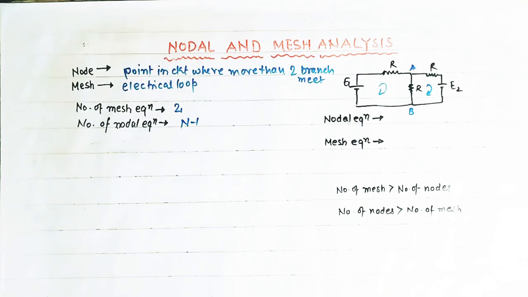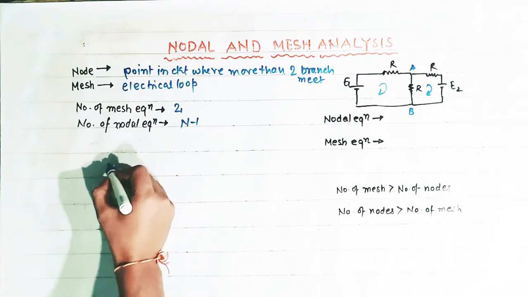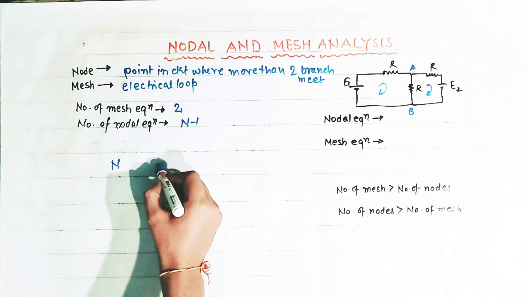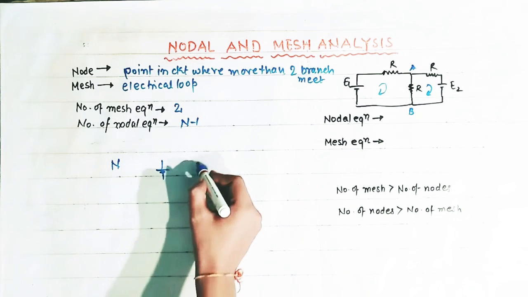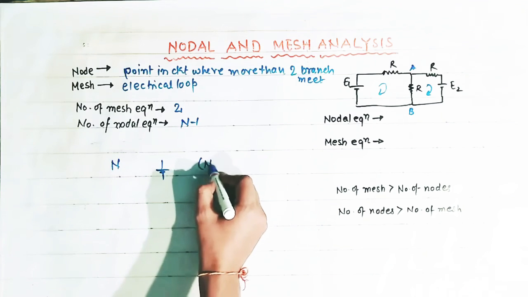So see this circuit. Here there are two independent loops, so there are two mesh equations and there is only one nodal equation. Why is there only one nodal equation? In a circuit, to apply nodal analysis we have to choose one node as the reference node. It means if a circuit has n nodes, then we choose one node as the reference node, at ground potential. So the total number of nodal equations we get is n minus 1.